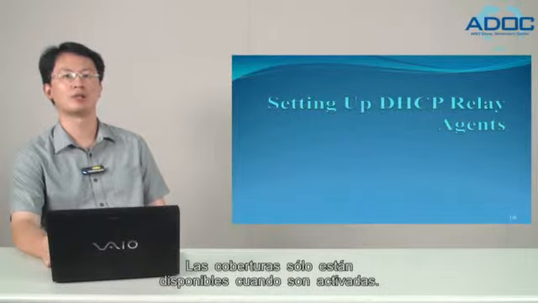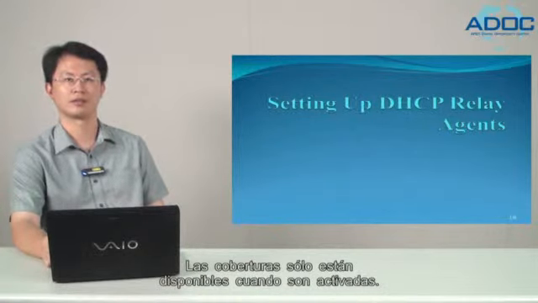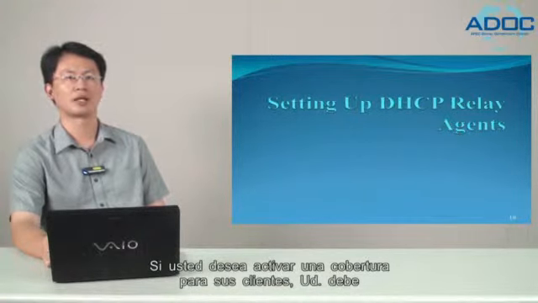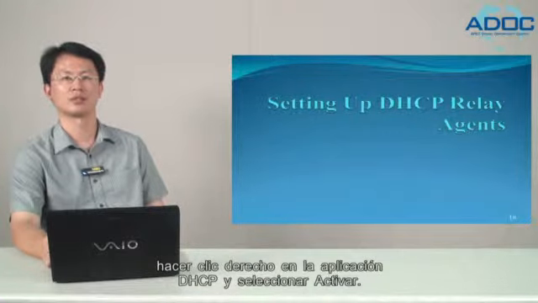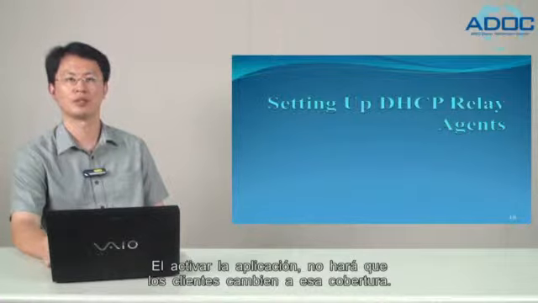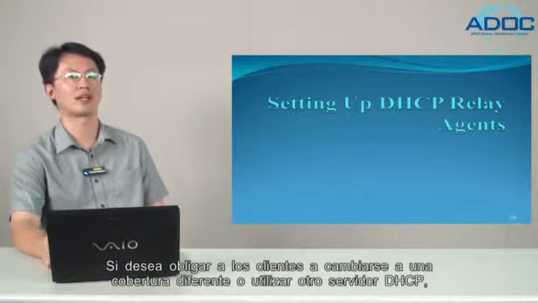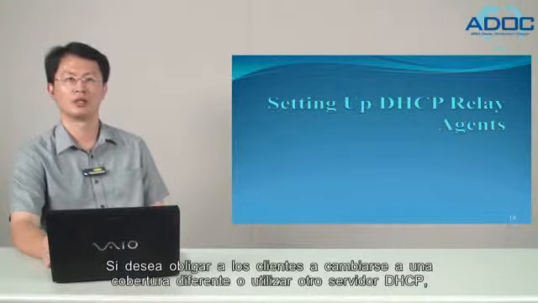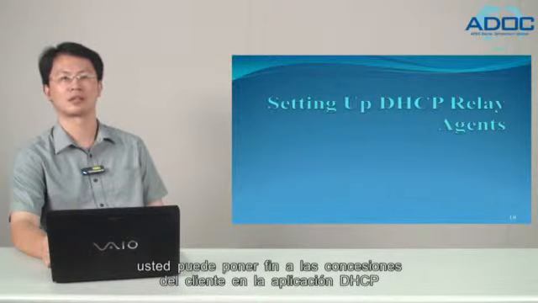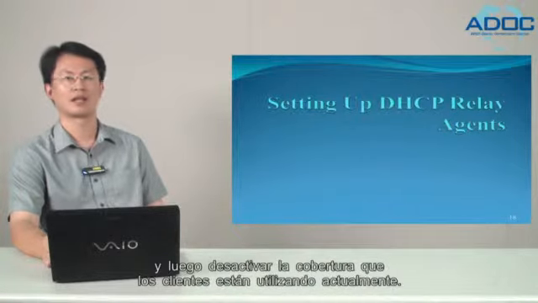Scopes are available only when they are activated. If you want to make a scope available to clients, you must right-click it in the DHCP console and then select Activate. Activating a scope won't make clients switch to that scope. If you want to force clients to switch to a different scope or to use a different DHCP server, you can terminate the client leases in the DHCP console and then deactivate the scope the clients are currently using.